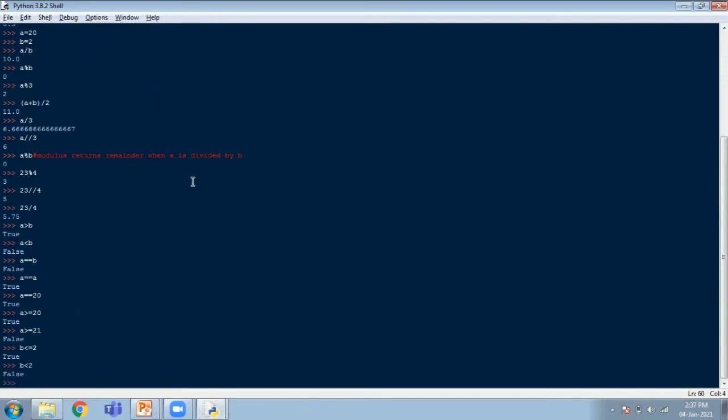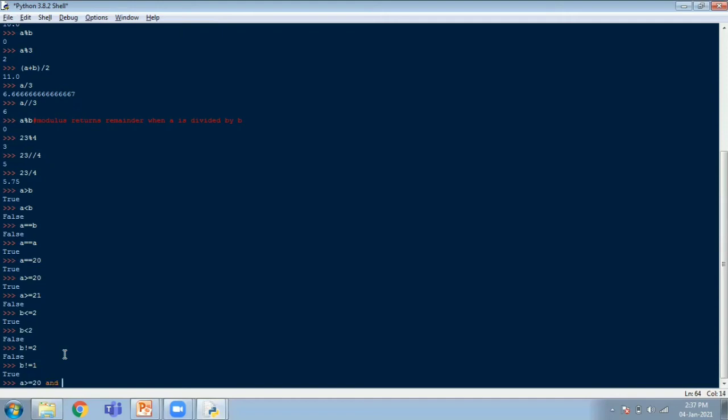Understood? Similarly, not equal to. B not equal to 2, false, because it is equal to. B not equal to 1, true. So like this, you can use your relational operators for comparing two different variables, which will return true or false. So these are the relational operators. Now you can combine these operations logically.